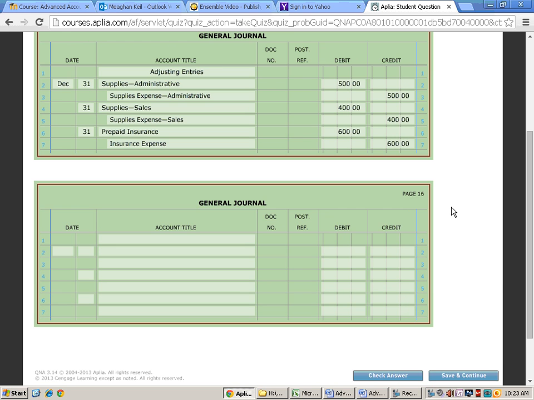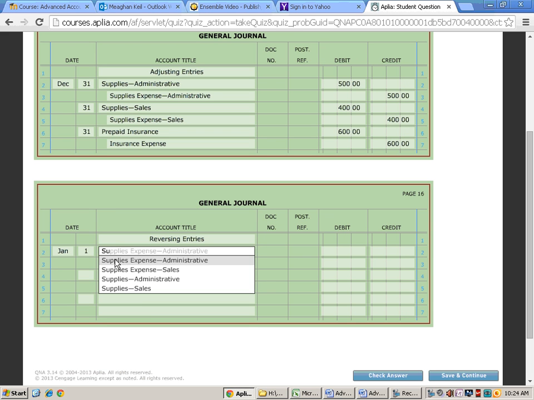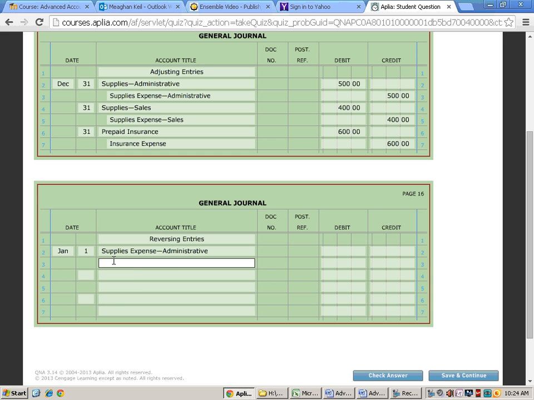All right, because we did it this way, we have to do what's called a reversing entry for the new fiscal period. It tells us to journalize the reversing entries on January 1st of the current year. Well, the nice thing about a reversing entry, it's pretty much the same as our adjusting entry. Okay, so now we're going to use all these expenses during this fiscal period. So we have supplies expense administrative, supplies administrative. All right, so we're saying during this year, we're going to use this $500, which we probably will. So we're starting the year with this 500.